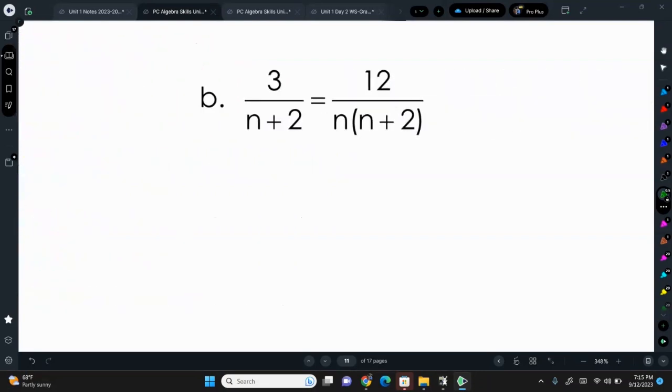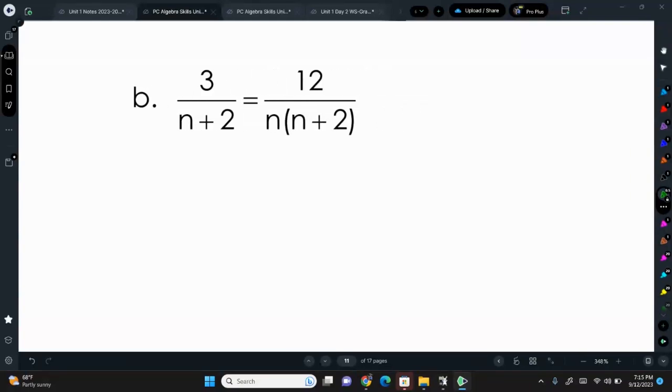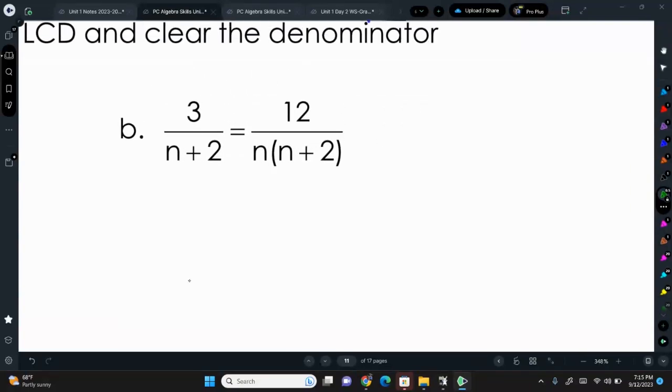Now, letter B, we do have a fraction equal to a fraction, so we could cross multiply. The problem with cross multiplying this one is that we have n times n plus 2 in the denominator, which will give us n squared. And if we do that, we could have two potential solutions, and we'd have to check for extraneous ones. Instead, what we'll do is we'll multiply by the least common denominator, which in this case is going to be n times n plus 2.